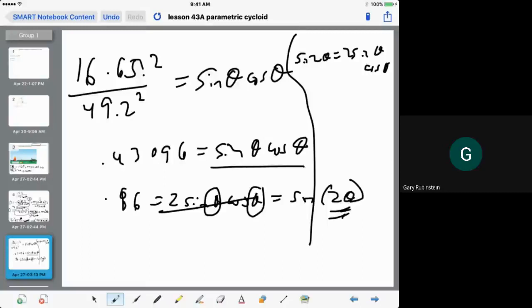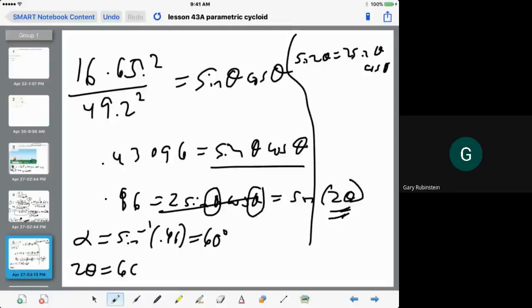And I could work with that equation because I solve it the same way I would solve sine x equals 0.86. I would say alpha, the reference angle, is sine inverse of 0.86, which is 60 degrees. Which means that 2 theta is 60 degrees, which means theta is 30 degrees. But I said there's 2 answers, and here's just one answer, 30 degrees. Where's the other answer coming from? You could type into the comments.